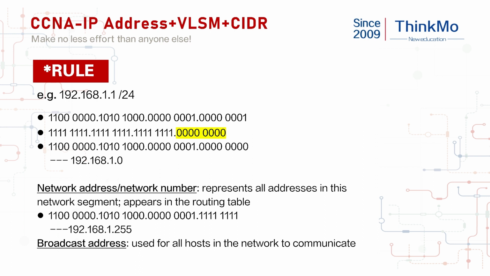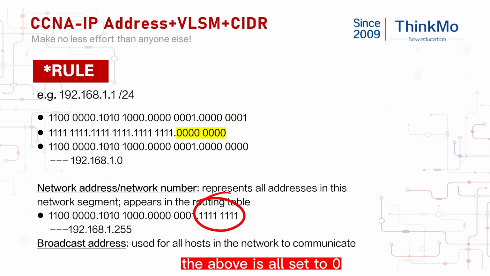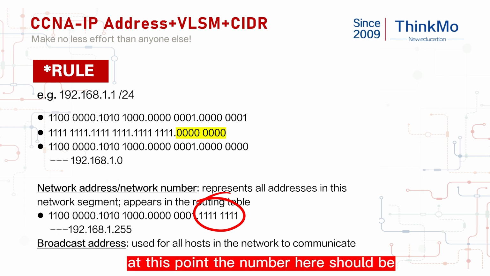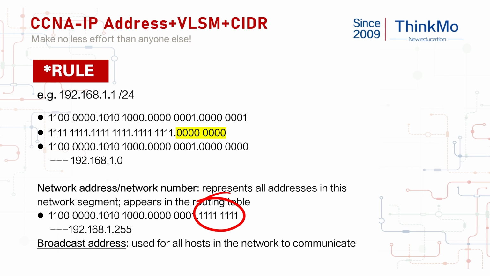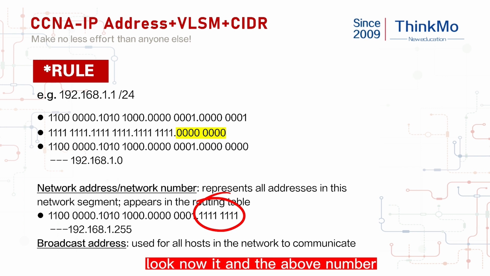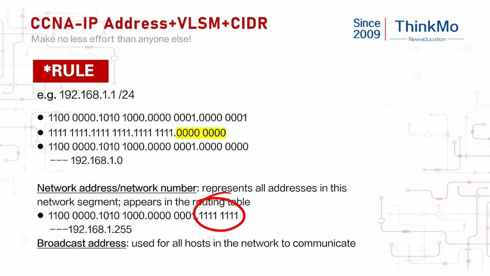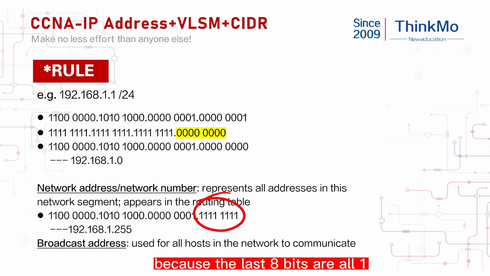Then copy it. See this section marked in yellow. That is, set all host bits to 1. The above is all set to 0. The following is all set to 1. At this point the number here should be 192.168.1.255. Look now. It seems that there is a difference from the number above, because the last 8 bits are all 1. So this is 1.255. Such an address is called a broadcast address.